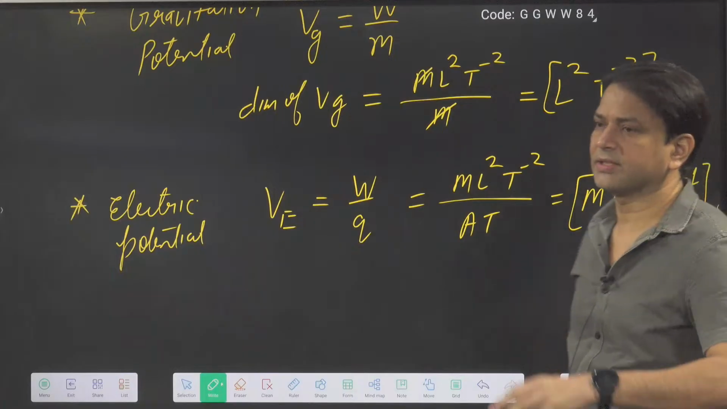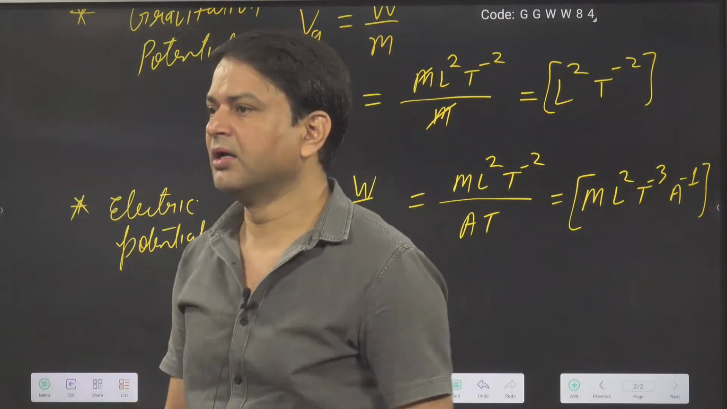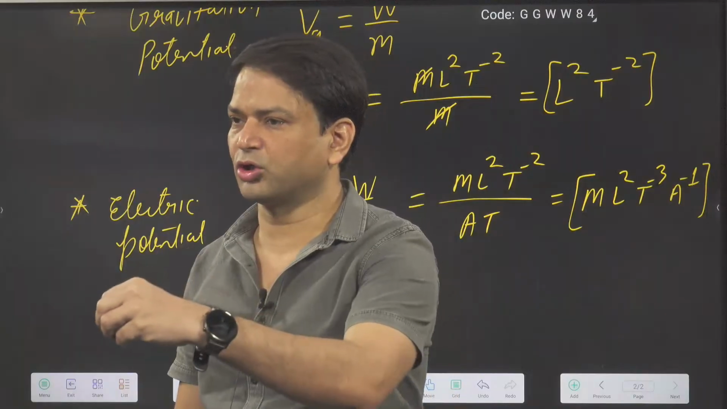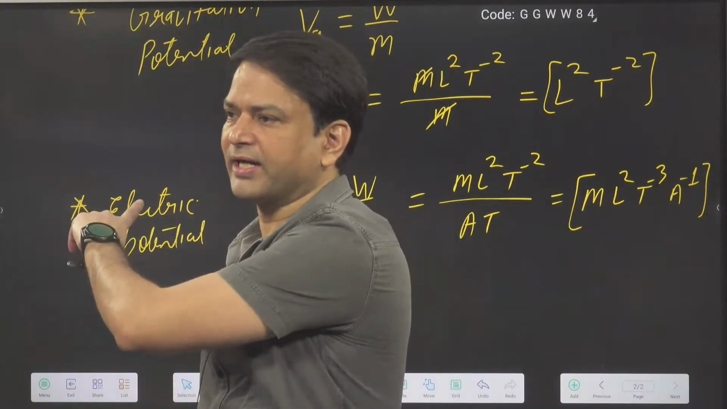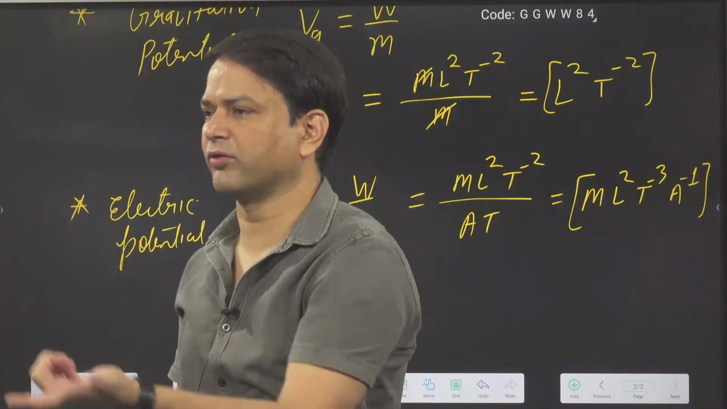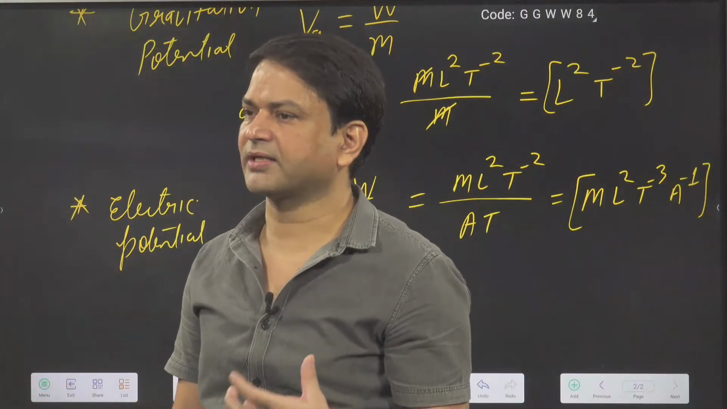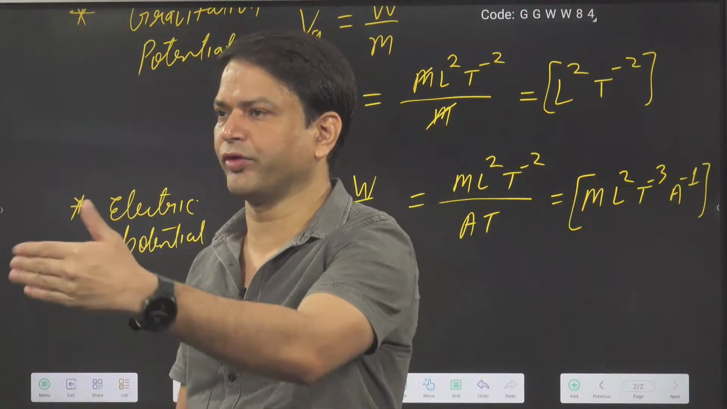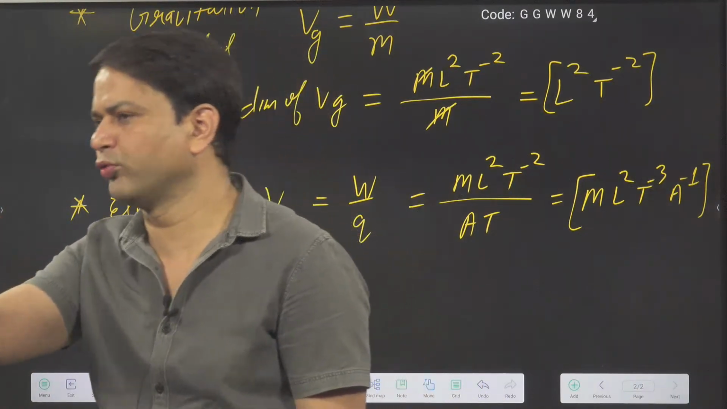Similarly, suppose I am asking what is the dimension of electric resistance R. We know Ohm's law, V is equal to IR. So R is equal to V by I. V I can find from this, and I is fundamental. So when I ask for electric resistance, R is equal to V by I, V upon I. What is I? A. Then you will get A minus 2 in this.